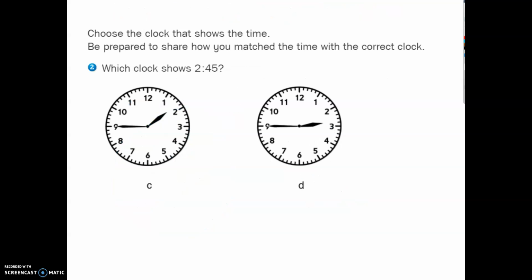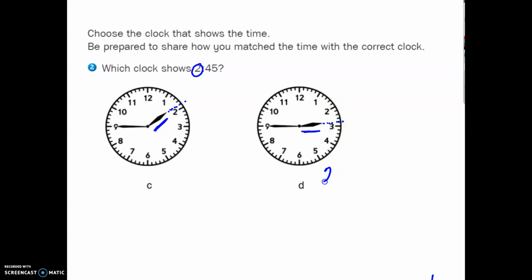Let's go to problem 2. Which clock shows 2:45? Look at both hour hands. I need to find the clock that has the hour hand that is past the 2, not pointing at the 2, but past the 2. If I continue this line here, this is between 1 and 2, but is it past the 2? No, it's not. If I continue the line with my hour hand here, this one is between the 2 and the 3, and it's past the 2.